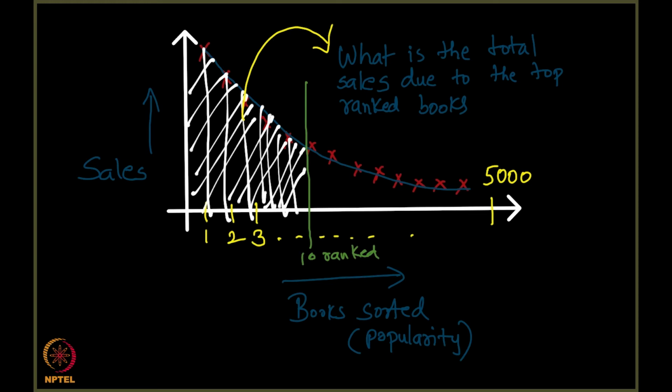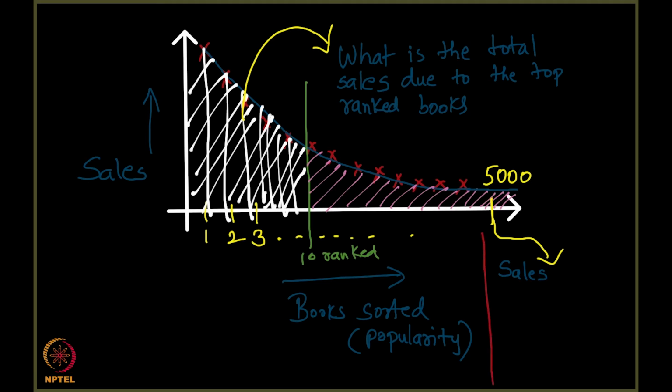And the remaining stuff, which is this, will tell me what is my sales, and so on. This will go on, as you know, right? This will extend. This doesn't stop here. It just extends to all 5,000 books. What does this denote? This denotes sales due to less popular books, less popular ones.